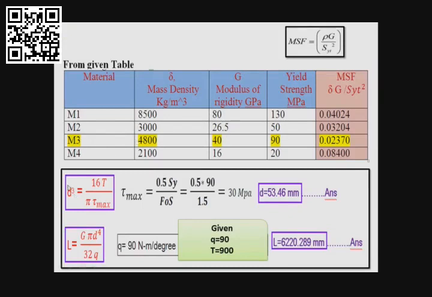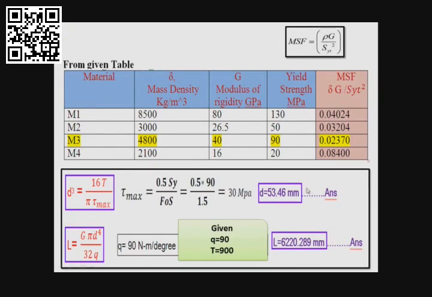shaft will be minimum. Selecting this material number 3, you can find the diameter. To find the diameter, we need the torque and the allowable shear stress. Torque is given in the problem. Allowable shear stress is given by 0.5 into shear stress in tension, that is for the selected material it is 90, so 0.5 into 90 by the factor of safety, given as 1.5. So the allowable shear stress value is 30 megapascal.